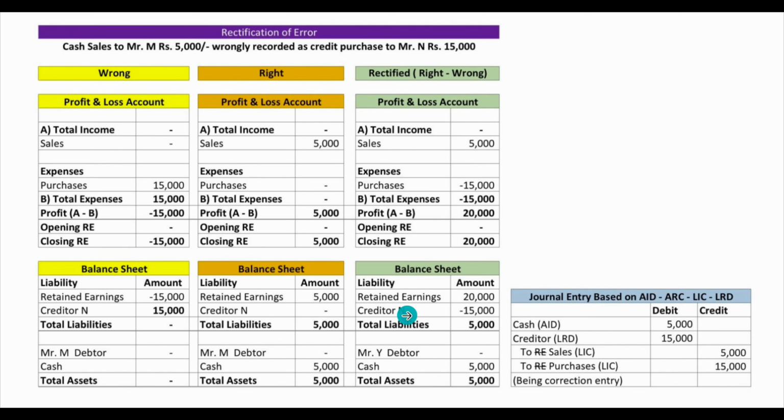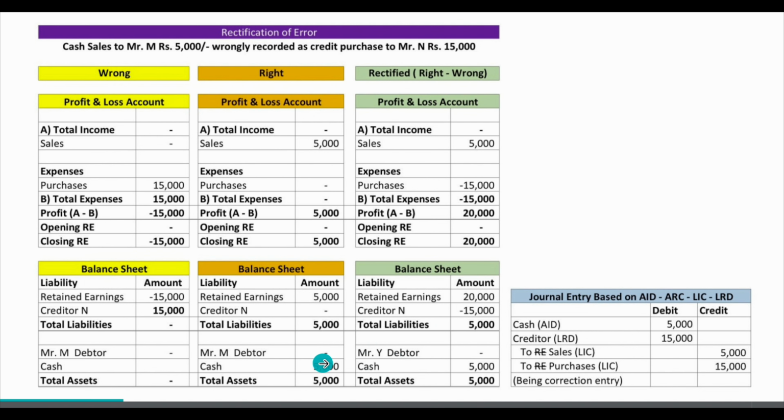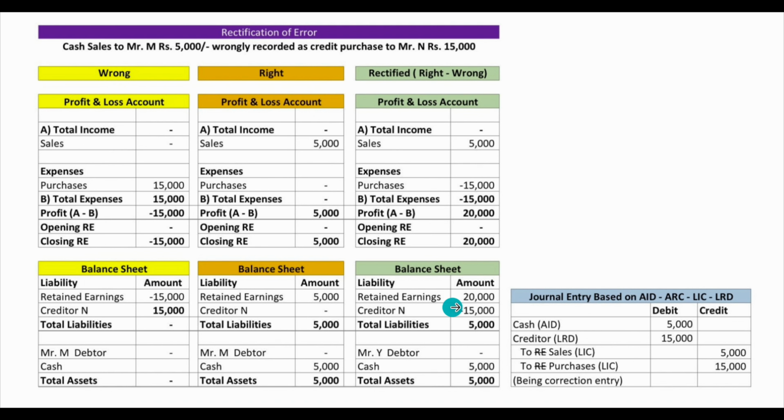Now creditor N, right minus wrong: right is 0, wrong is 15,000, so 0 minus 15,000 is minus 15,000. Total liabilities is 5,000. Cash, 5,000 minus 0 is 5,000. So total assets is also 5,000, total liabilities is also 5,000, and our balance sheet tallies.